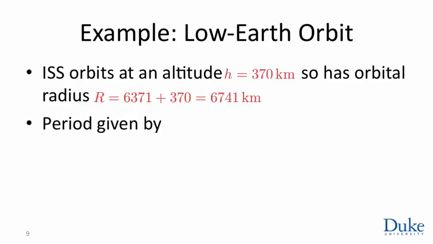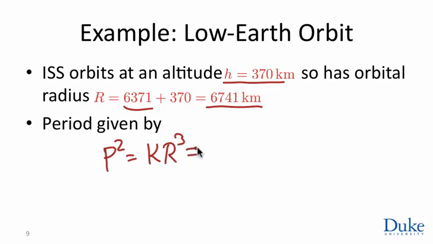All this theory, let's do an example. And let's consider the International Space Station. The International Space Station orbits at an altitude above the ground of about 370 kilometers. Adding that to the Earth's radius, we find that the radius of its orbit about the center of the Earth is about 6,700 kilometers. And so we can find its period. Its period is given by our relation P squared equals k times r cubed. And plugging in our value for k, we find 4 pi squared over G M Earth times r cubed.